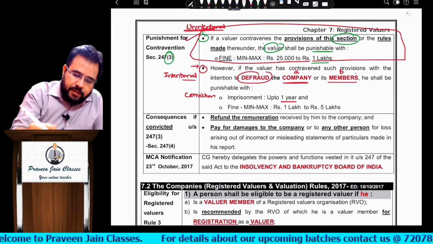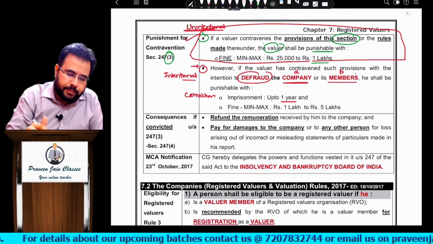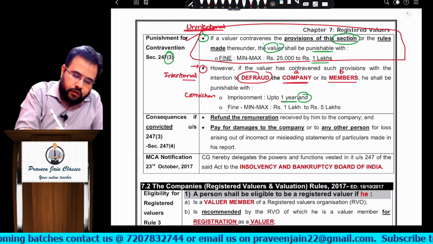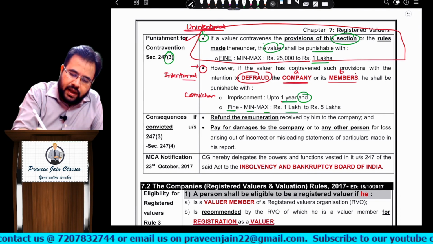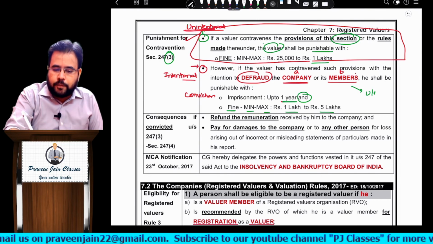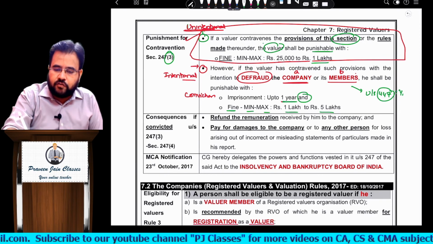So Anna will be booked, sir. So his intention is to commit fraud to company members, sir. Imprisonment of 1 year and fine also, sir. Minimum 1 lakh, maximum 5 lakhs. Sir, question is, will this person also be punished under 447? Though it is not written here, my answer would be yes.